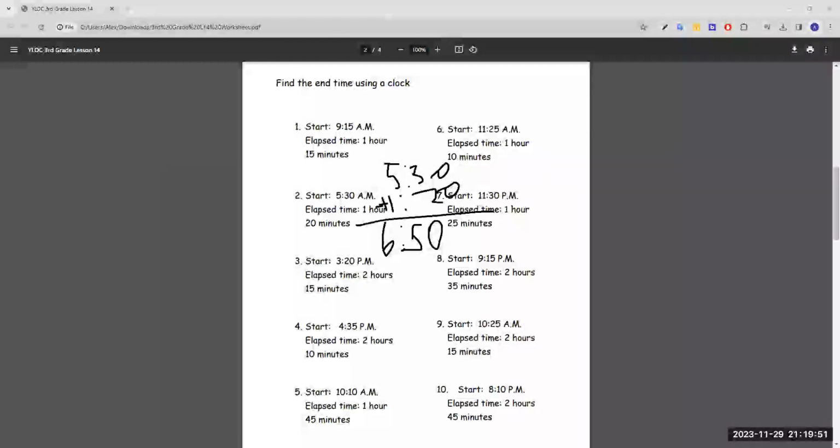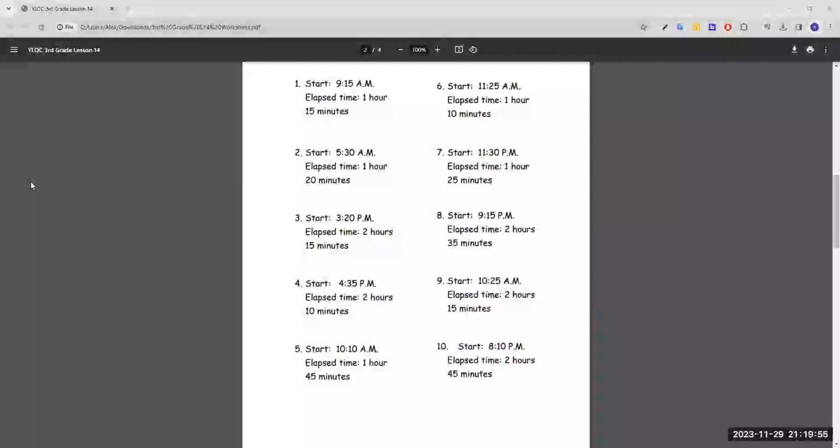Number 3, the start time is 3:20 p.m. and the elapsed time is 2 hours and 15 minutes. 3:20 and 2 hours and 15 minutes passed. So 3 plus 2 is 5. 2 plus 1 is 3. And 0 plus 5 is 5.